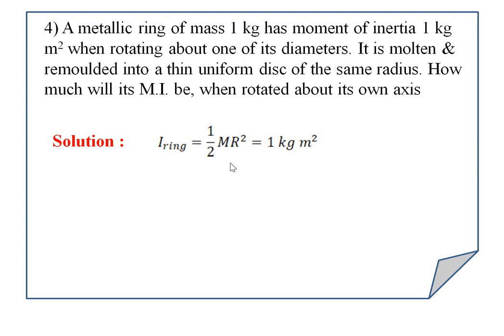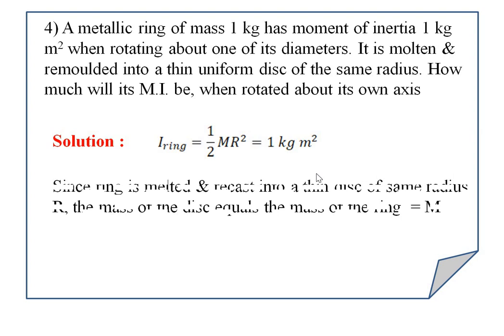We know that the moment of inertia of the ring has the formula 1/2 m into r square. So in the problem the given value is 1 kilogram meter square. Since the ring is melted and recast into a thin disc of the same radius capital R, the mass of the disc equals the mass of the ring, which is equal to capital M.